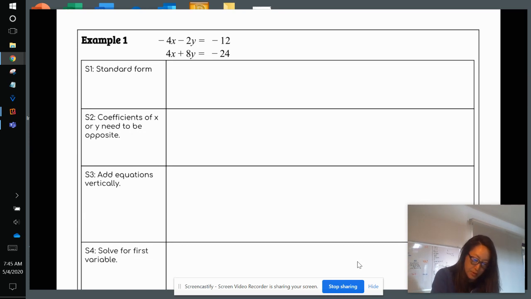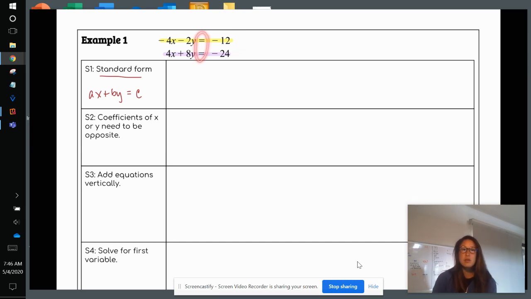Okay, so our first original equation is negative 4x minus 2y is equal to 12. And the second original equation is 4x plus 8y is equal to negative 24. I'm going to check, are both of my equations written in standard form? That is ax plus by is equal to c. That means that the x's and the y's are on one side, and then the constant is on the other. Yes, that one is written in standard form. This one is written in standard form.